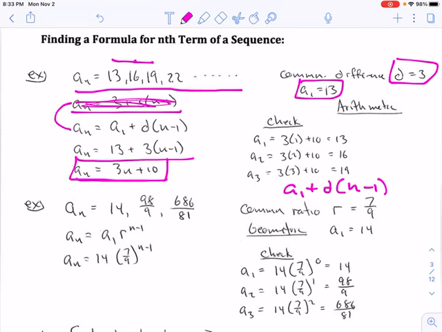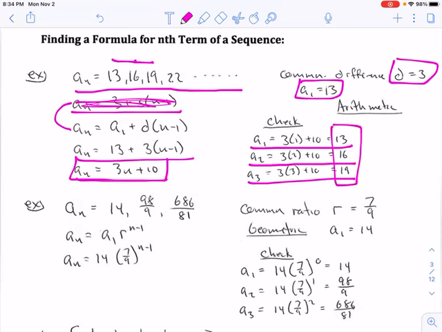And so we can find the first few terms of the sequence. To do that, we simply let n be equal to 1. So a sub 1 is equal to 3 times 1 plus 10, which is 13. A sub 2, we let n be equal to 2. 3 times 2 is 6 plus 10 is 16. A sub 3, we let n be equal to 3. 3 times 3 is 9, plus 10 is 19. And we do indeed get the first three terms of this sequence.